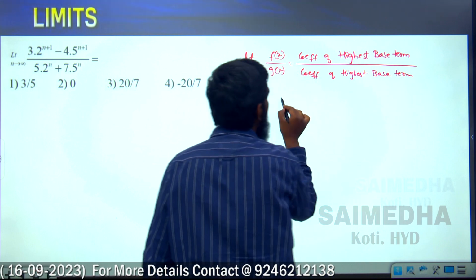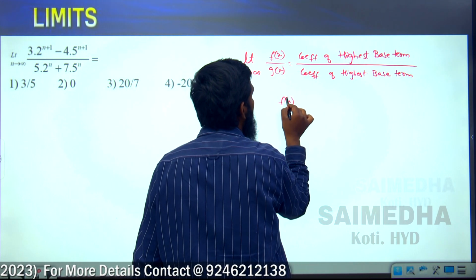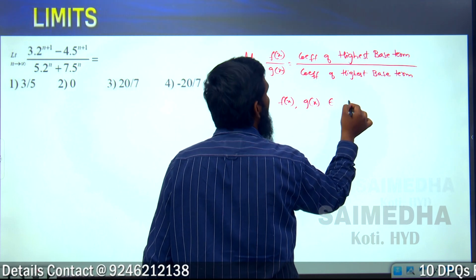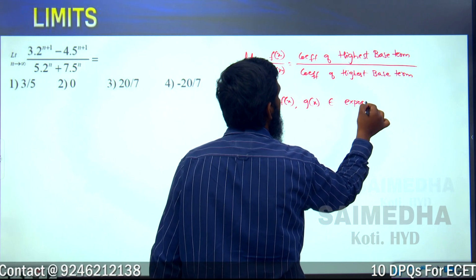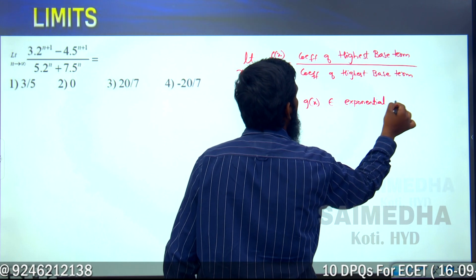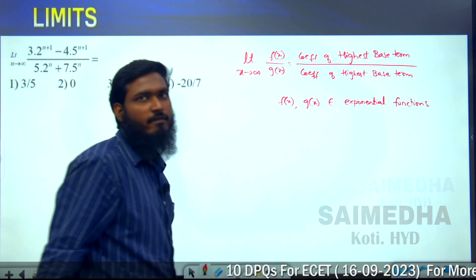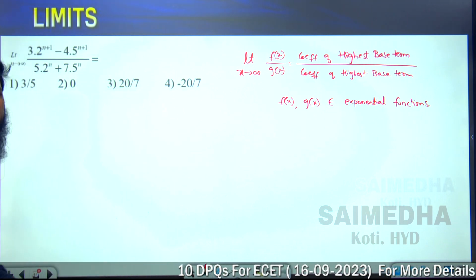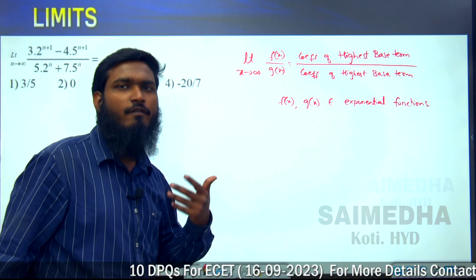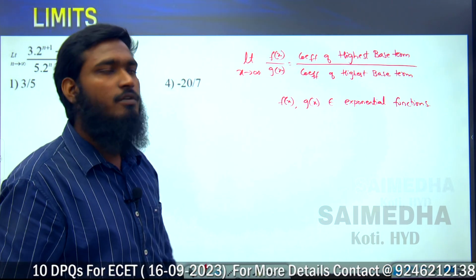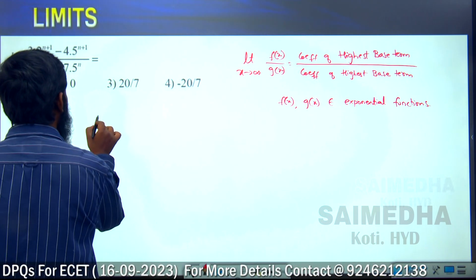But in this case, f of x and g of x belong to exponential functions. Okay, this part we have taken. So the formula is same, we have to take the highest value only, the coefficient of highest base term. Over here we are having base terms. Okay, so functions we have to decide. Now let us write the question over here.